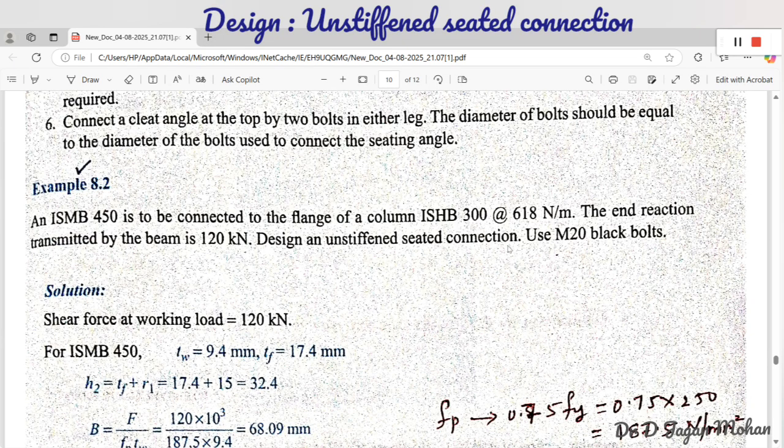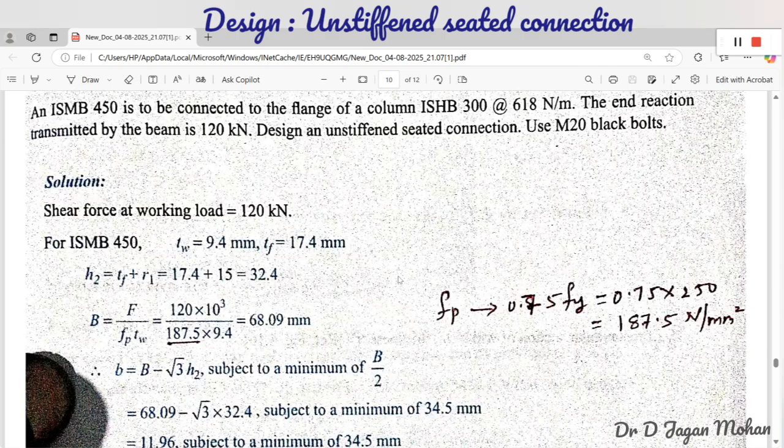Design an unstiffened seated connection. Use M20 black bolt, so the diameter of the bolt is 20 mm. It is given; if it is not given, you can assume. So the first step is the shear force to be transmitted to the ISMB 450, that is the beam. The properties of the cross section, thickness of the web: you refer to the steel table.